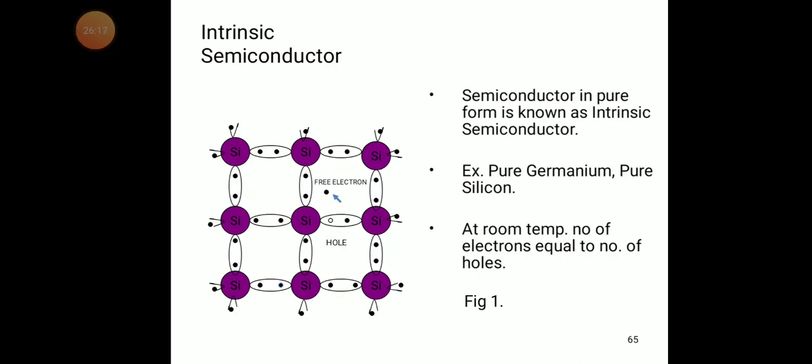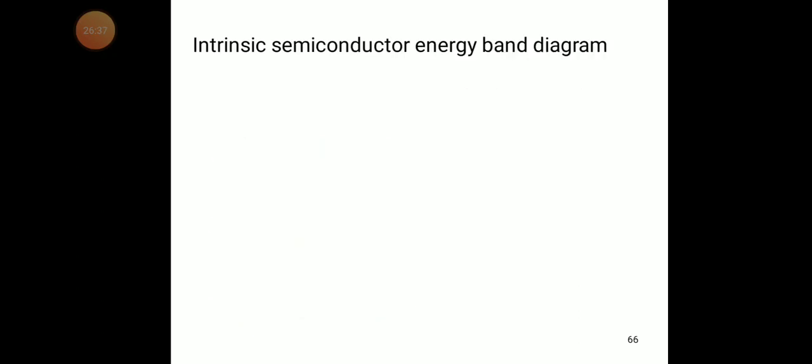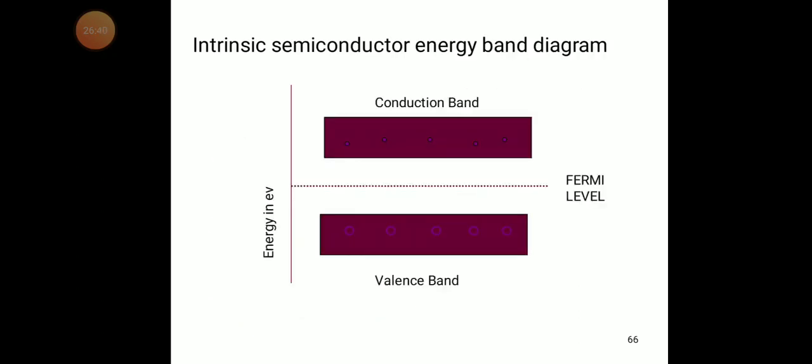At room temperature, the number of electrons is equal to the number of holes in the intrinsic semiconductor. The meaning is that the number of holes equals the number of electrons, so there is no free charge carrier to move the current. So at room temperature, the intrinsic semiconductor acts as an insulator. You can see the conduction band and valency band of the intrinsic semiconductor. The Fermi level is in between the conduction band and valency band.